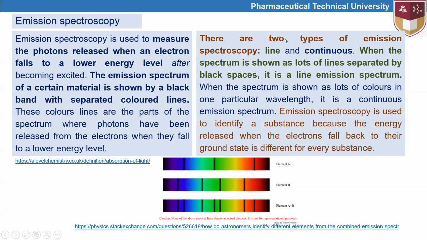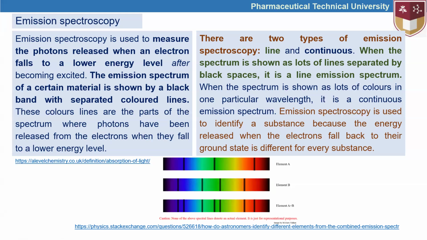Okay, and there are two types of emission spectroscopy as well, line and continuous. When the spectrum is shown as lots of lines separated by black spaces, it's a line emission spectrum. When the spectrum is shown as lots of colors in one particular wavelength, it's a continuous emission spectrum. Emission spectroscopy is used to identify a substance because the energy released when the electrons fall back to their ground state is different for every substance.